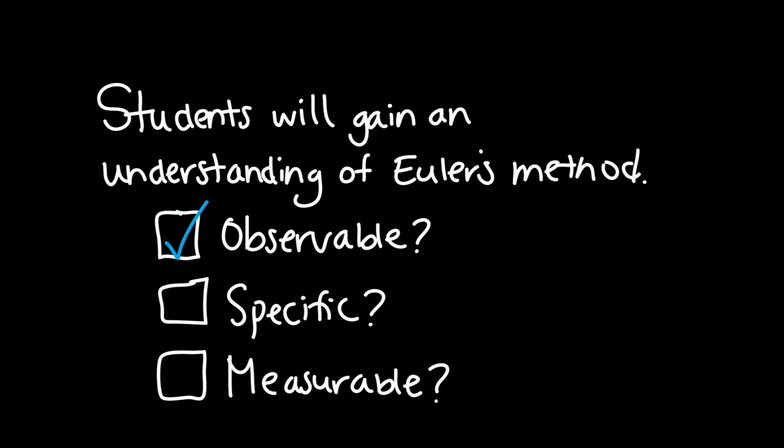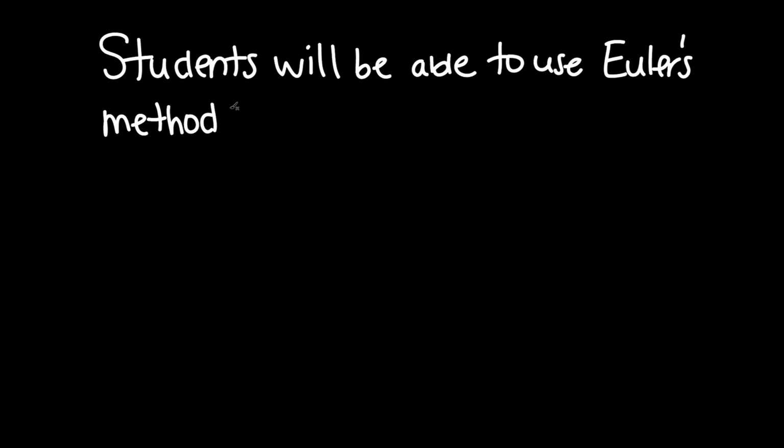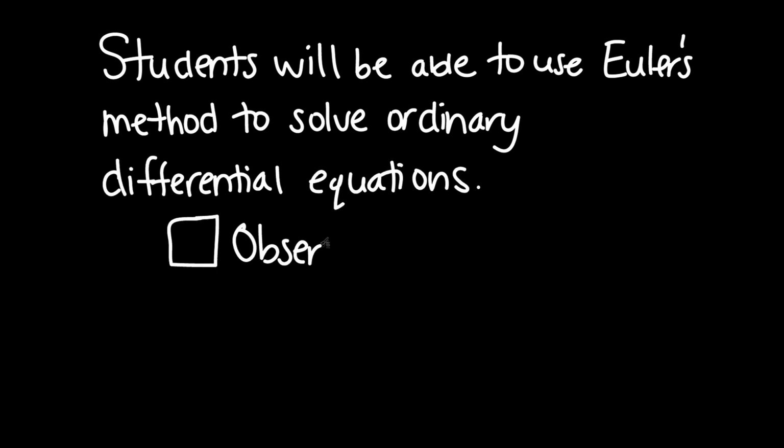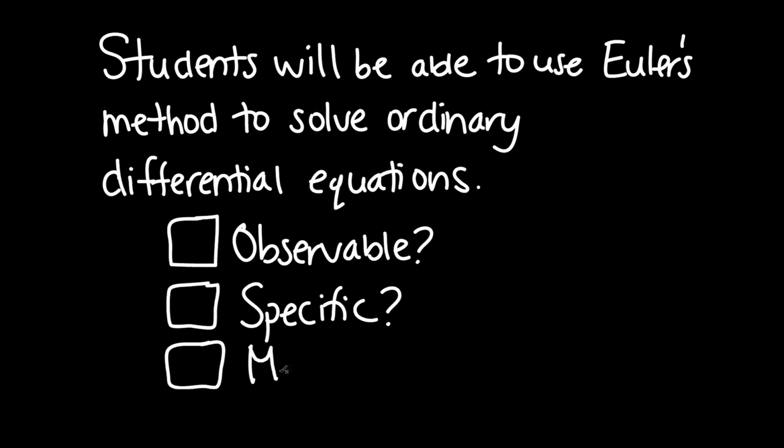This learning objective has been rewritten, and now it reads, students will be able to use Euler's method to solve ordinary differential equations. Is this learning objective observable, specific, and measurable? Pause the video here while you think about the answers.